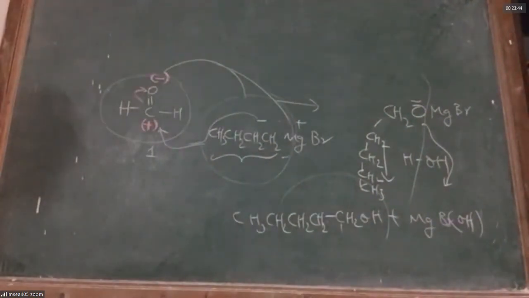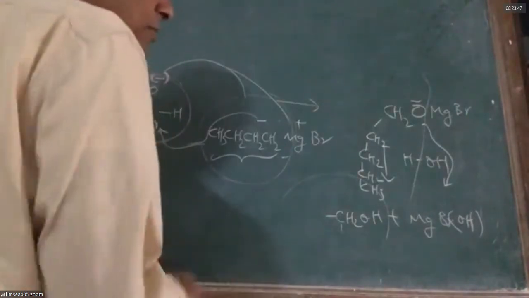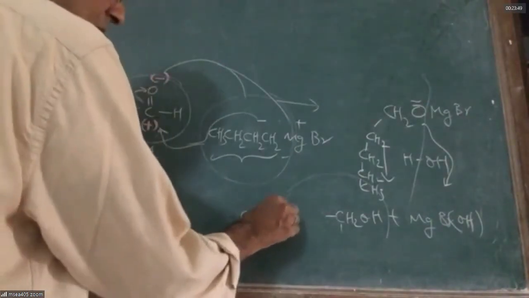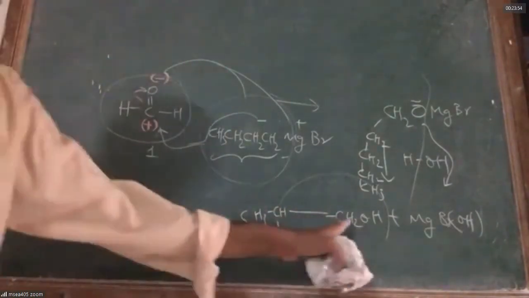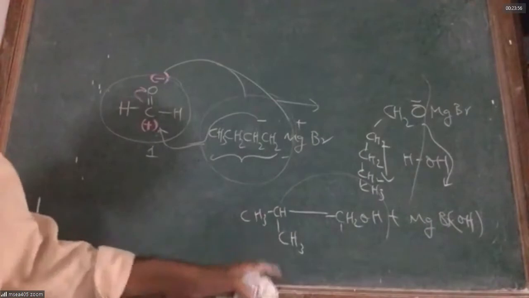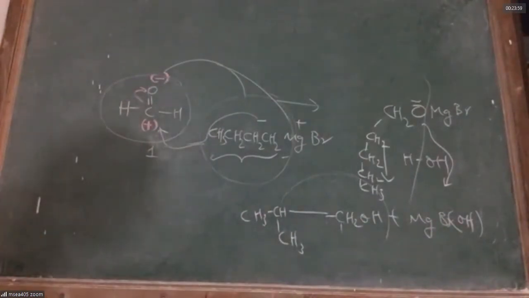Now, I have an interesting question. You want to prepare this alcohol, CH2, CH, CH3, CH. What is the name of this alcohol, please? It is known as 2-methyl-1-propanol or isobutyl alcohol. Isobutyl alcohol is the common name, and 2-methyl-1-propanol is the IUPAC name. It is a primary alcohol. How can I prepare it, sir?